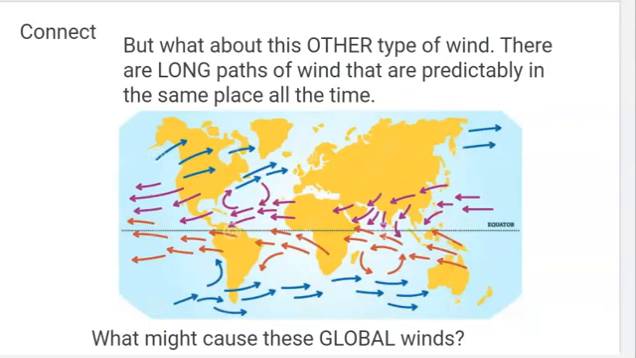Global winds are like they sound, they're global, they follow very long paths, and they're predictably in the same place pretty much all the time. So there's certain places that just always experience this certain type of wind, and they're called global winds.